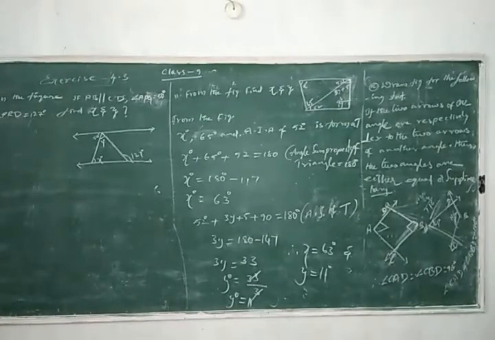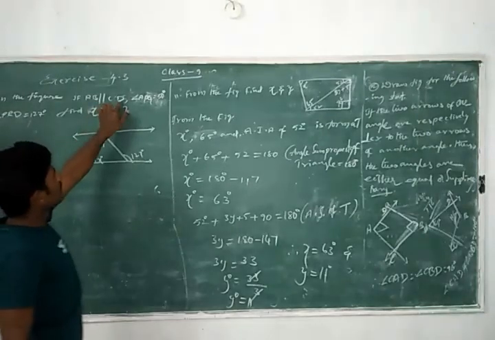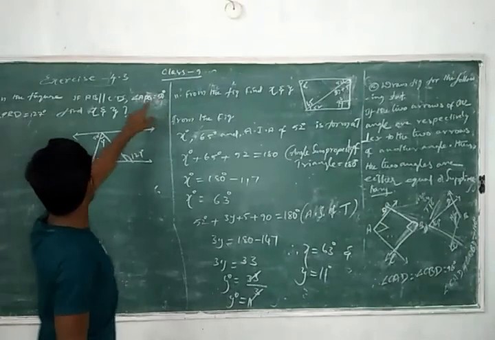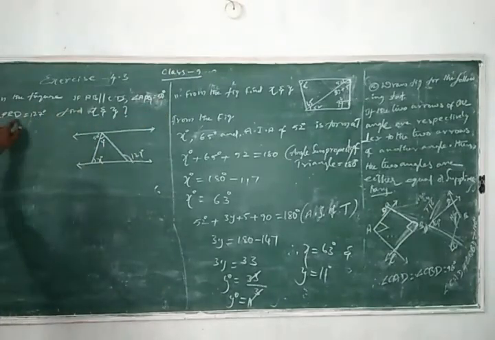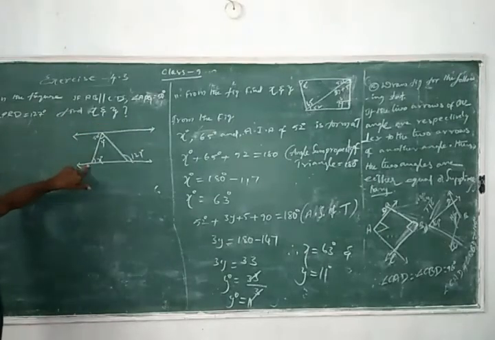So next, question number 30. In the figure, if AB is parallel to CD, angle APQ is equal to 50 degrees and angle PRD is equal to 127 degrees, find the value of x and y. So this is the figure. Here we need to find the x value and y value.